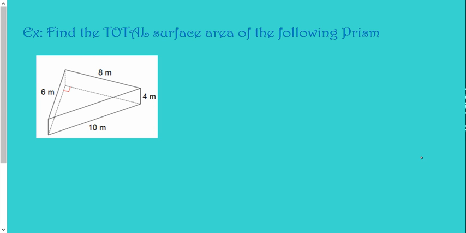So to do that, what I'm going to do is find the surface area, or the area, of each different shape. So I'm going to find the area of this rectangle right here. So that area is just 10 times 4, which is 40.